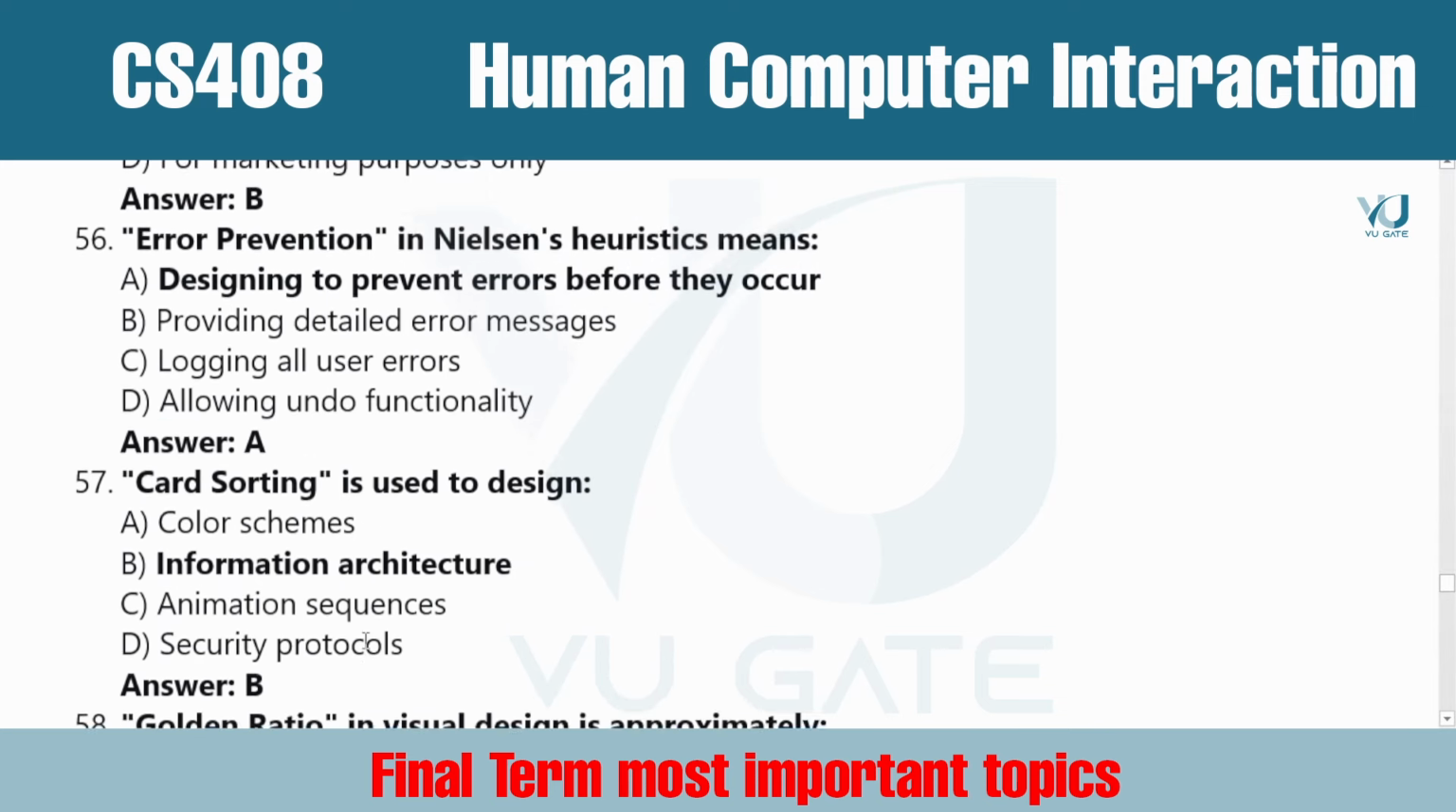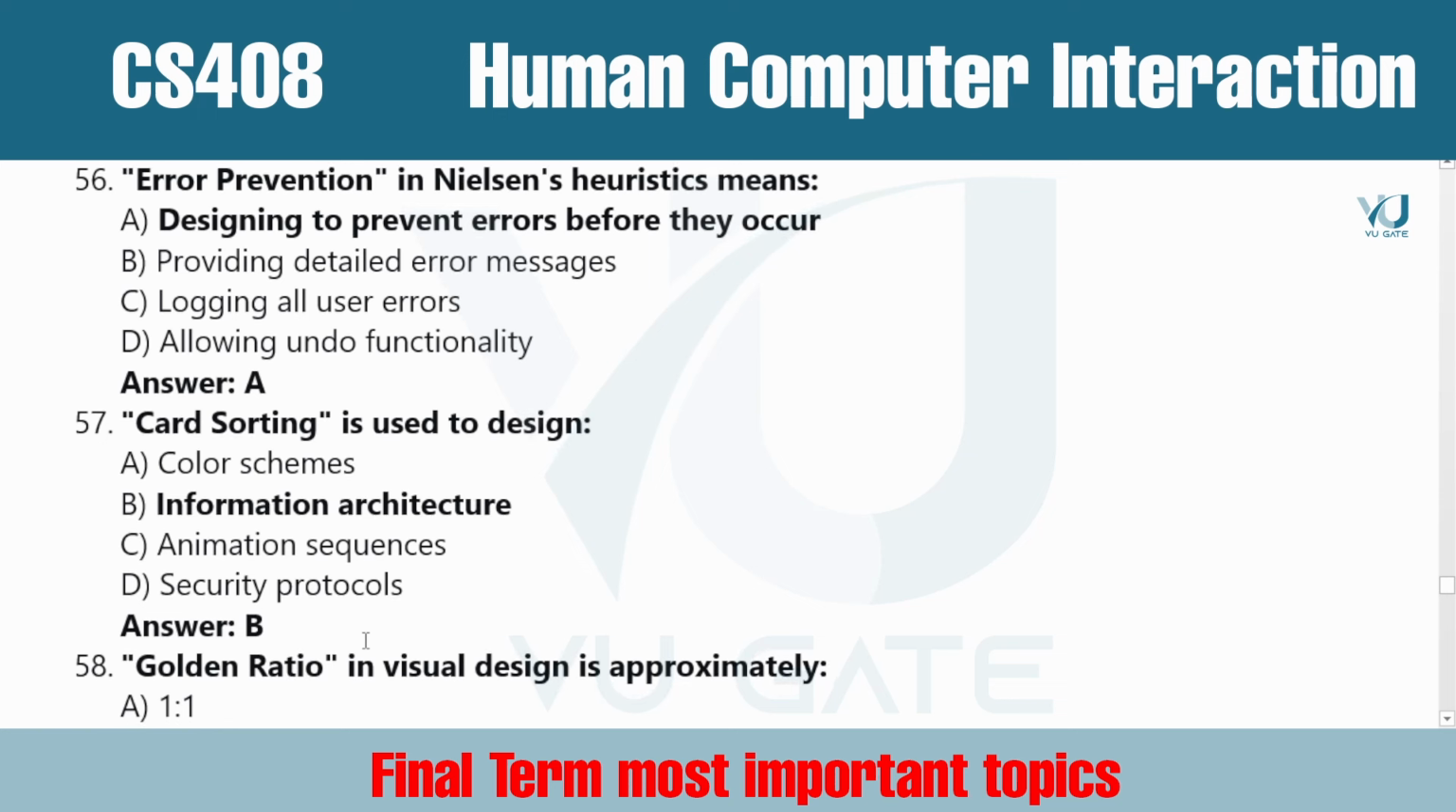Question 56. Error prevention in Nielsen's heuristics means? The correct answer is option A, designing to prevent errors before they occur. Question 57. Card sorting is used to design? The correct answer is option B, information architecture.